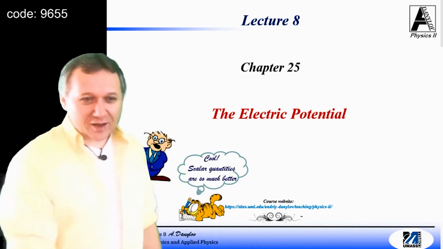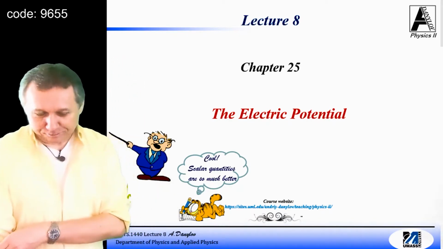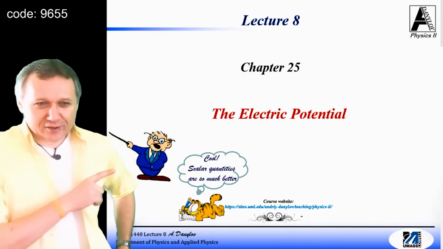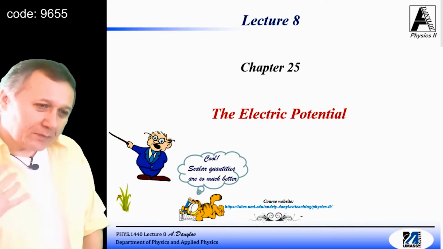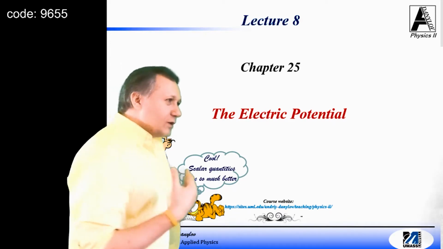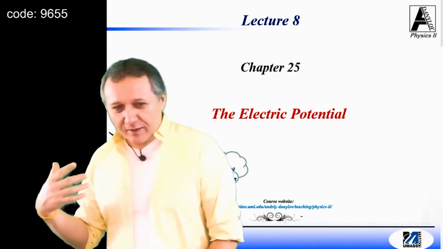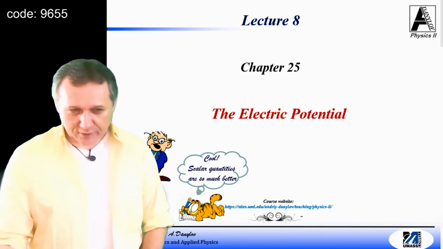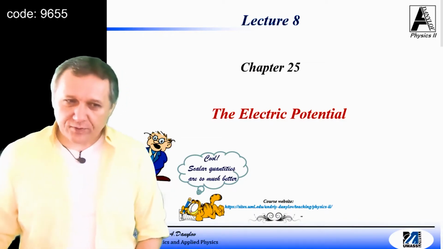And now let's go back to the class material. So where we are. In the previous lecture, we started making a big turn, right? Up to that point, we've been using all the time vector quantities to describe electrical systems. We use the electric field and the electric force. And again, they are both vector quantities.